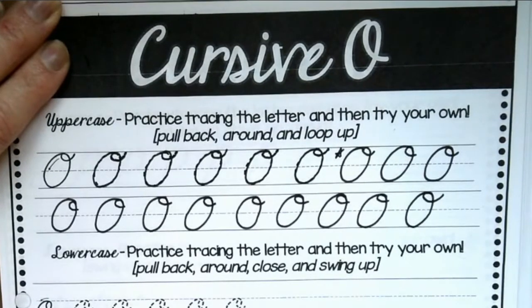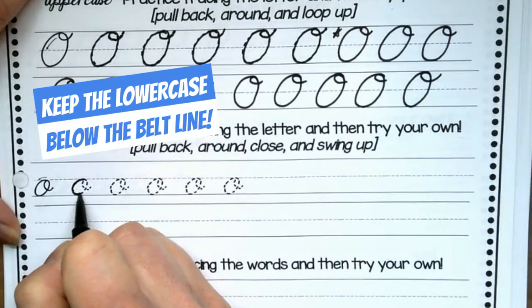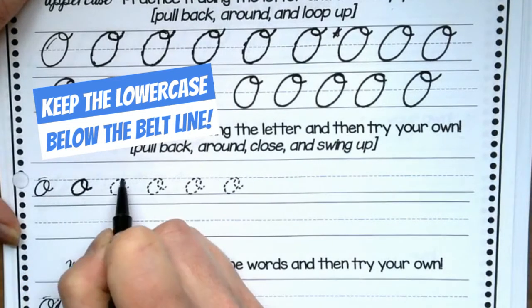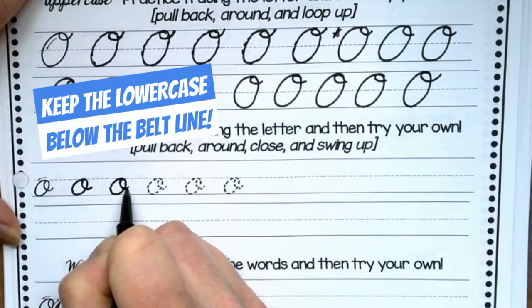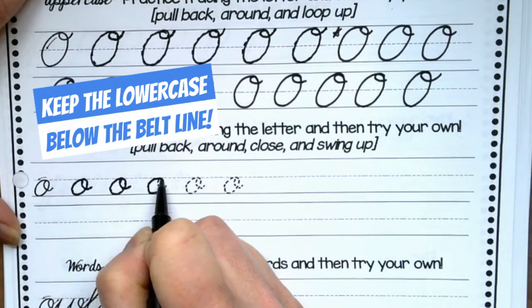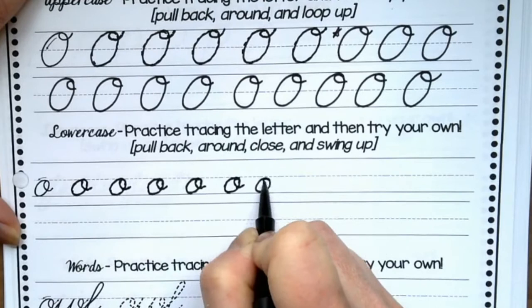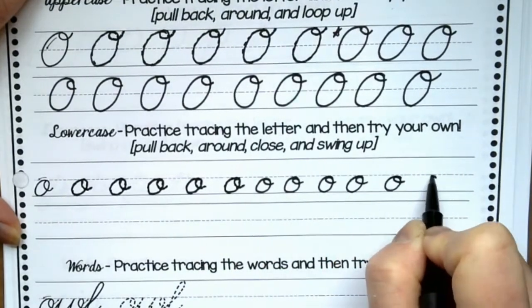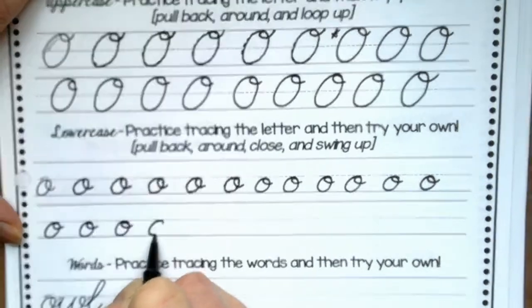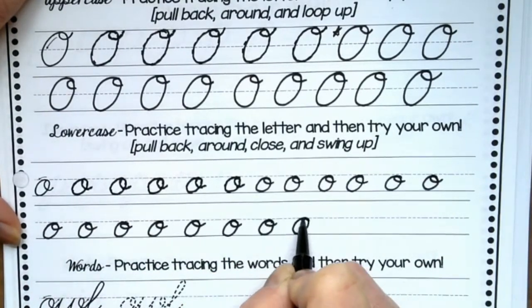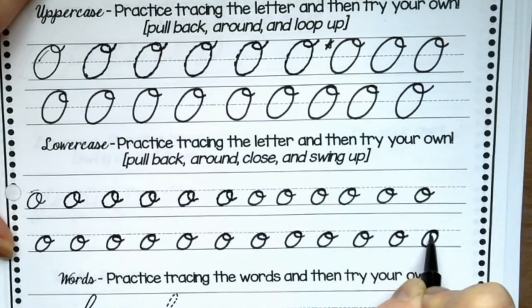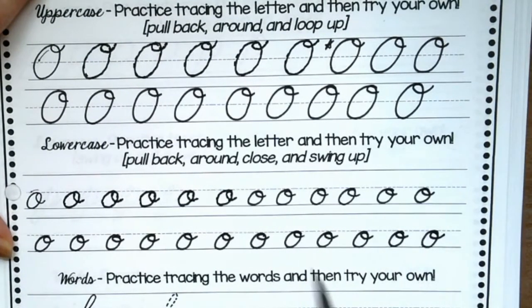All right, now let's go ahead and practice our lowercase O's. They're exactly the same, but shorter. Down and around and curly Q. Okay, boy, I really like the looks of that one. How about you? What's your favorite that you did?